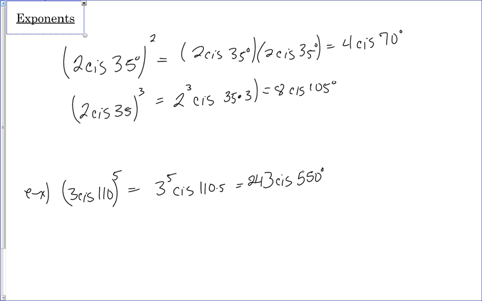Not too bad. Now let's go over roots. Roots become a little more complicated. So we know that if we have square roots, such as the square root of 4, we know we're going to have 2 answers, because we're going to have positive and negative 2 for the square root of 4.